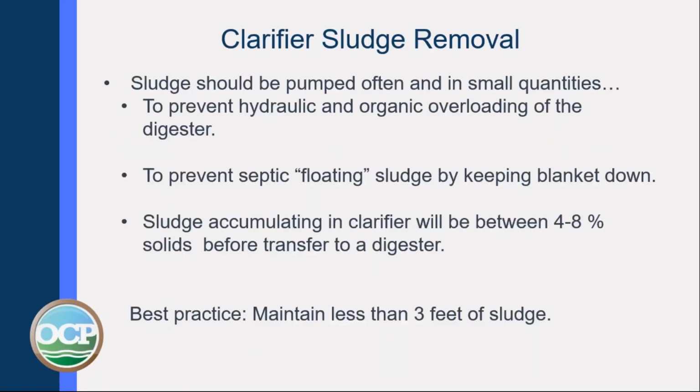Clarifier sludge. Sludge should be pumped often and in small quantities. You do this to prevent hydraulic and organic overloading of the digester. You do this to prevent septic floating sludge by keeping the blanket down. Sludge accumulating in the clarifier will be between 4 and 8% solids before transferred to a digester or to another way that you're going to dispose of it. Best practice is maintain less than 3 feet of sludge in your clarifier at all times.